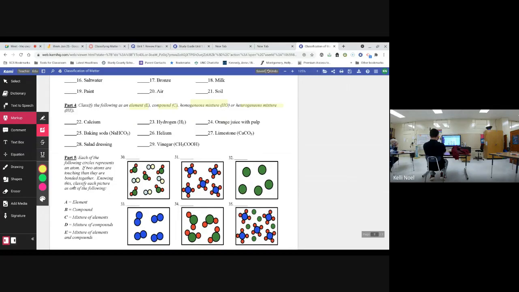You're going to use all of these. Well, one you will not use. Some of them you're going to use more than once. So which picture represents just an element? Which represents just a compound? Which represents a mixture of elements?